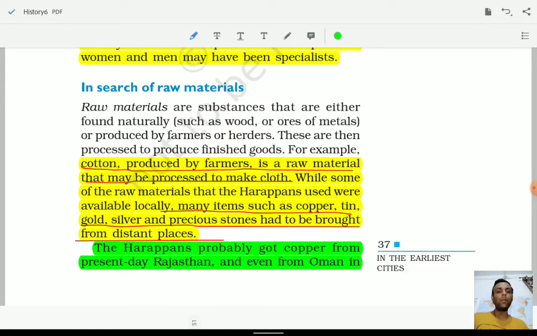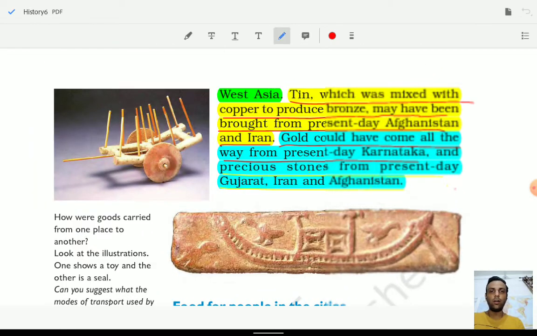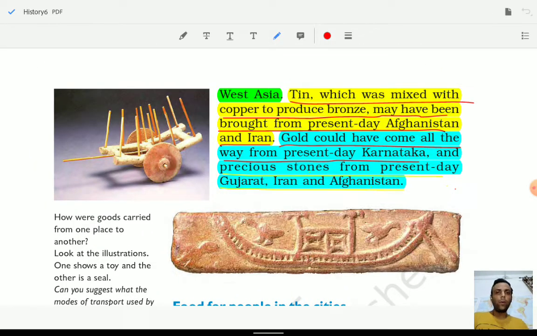The Harappans probably got the copper from present-day Rajasthan. So this becomes really important: from where did they receive the copper? They received the copper from Rajasthan, right? Present-day Rajasthan, or even Oman. Now look at other materials. Oman in West Asia. Tin was mixed with the copper to produce bronze, which we have already understood, right?